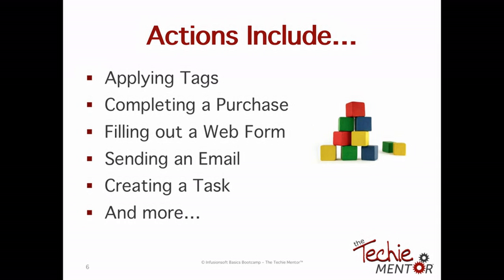Okay, so you can apply a tag, you can complete a purchase, fill out a form. So an opt-in form, web form, right? You can send an email, you can create a task, you can create an opportunity. So all of the different things that you can do in Infusionsoft, for the most part, you can add to a campaign and basically put it in sequence. So think of it almost like a flow chart is basically what a campaign is, right? You have an entry point and then it flows through the campaign to achieve said goal.